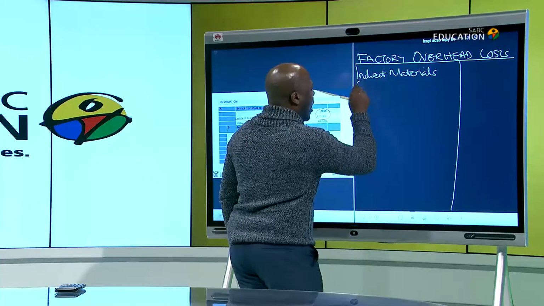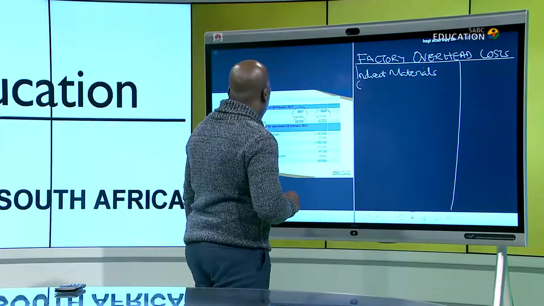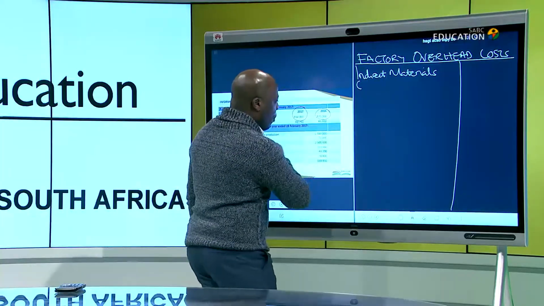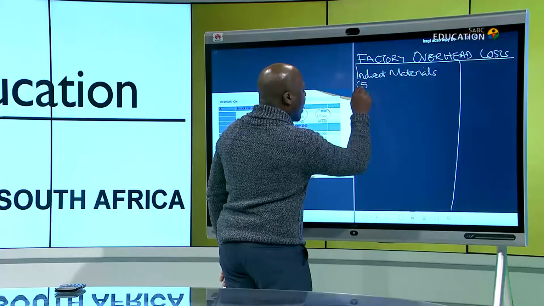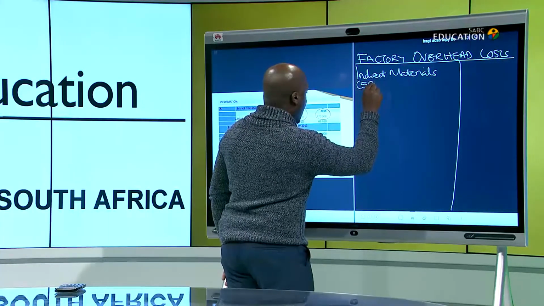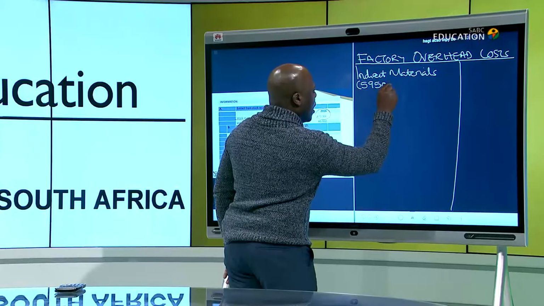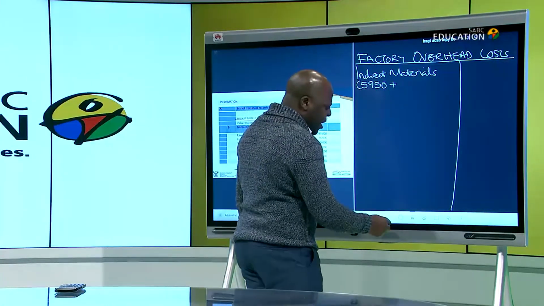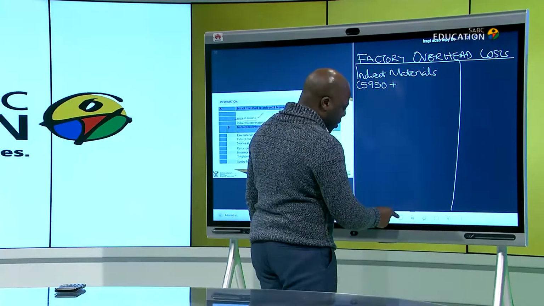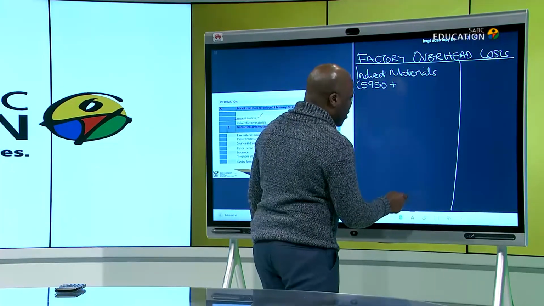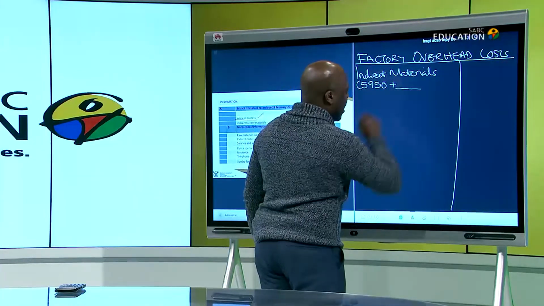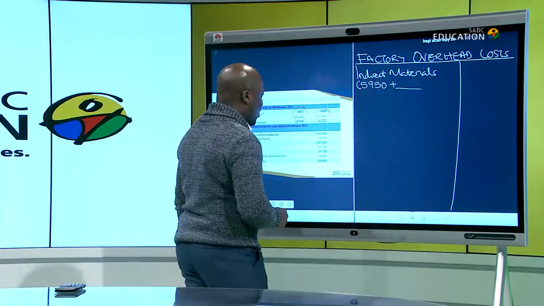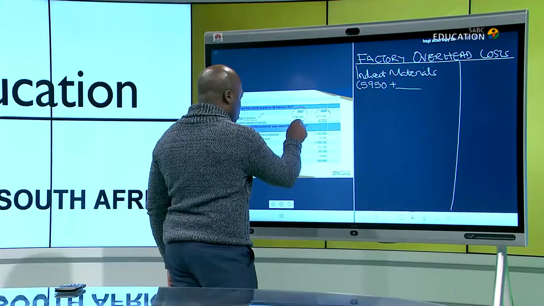Indirect materials. And I want you to open a bracket. You know you're going to say opening stock, which is your 5,950, and you're going to say plus your purchases. But in this particular case, we have not been given purchases, so we know we're going to get purchases here. But in any case, we have been given closing stock. How much is our closing stock?